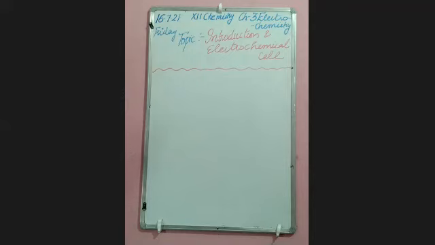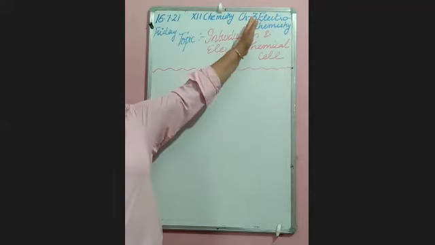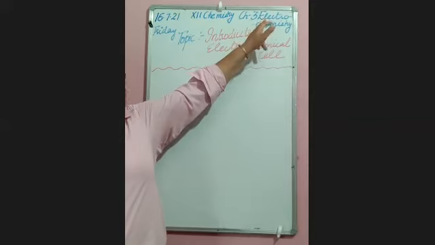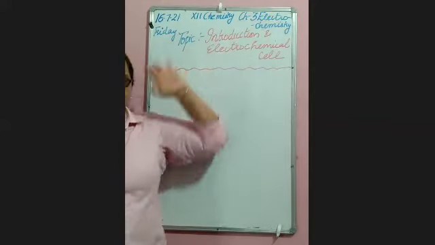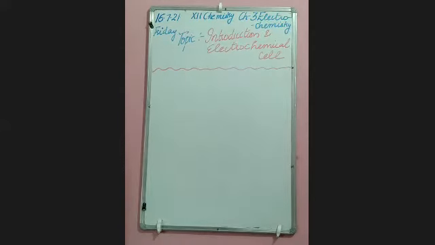So, today we will start our third chapter. The name of the chapter is electrochemistry. In class 11th, you learned about the redox reaction. So, what is a redox reaction?